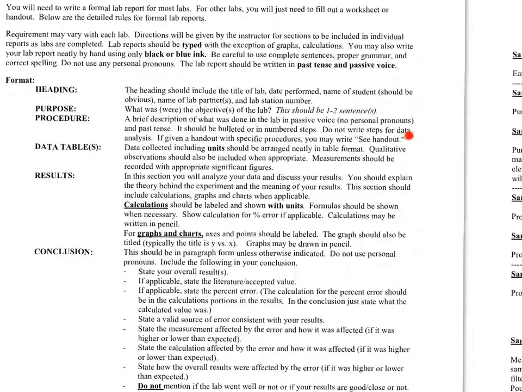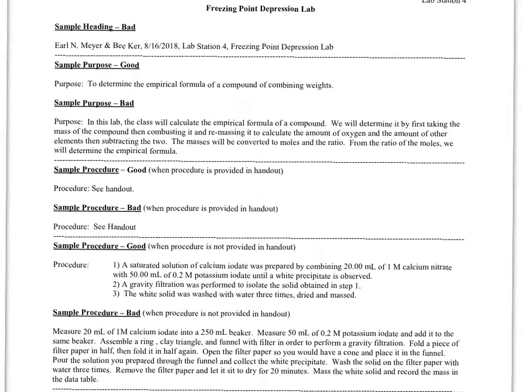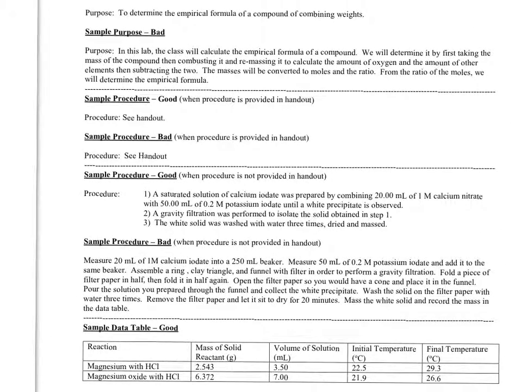And you do not want to write any steps for analysis or calculations. If you are given a handout with specific procedures, you may write just see handout. So let's take a look at some good and bad procedure. So this is a good lab procedure if I gave you a handout that has the procedure written on it. All you write is procedure, semicolon, see handout, period.